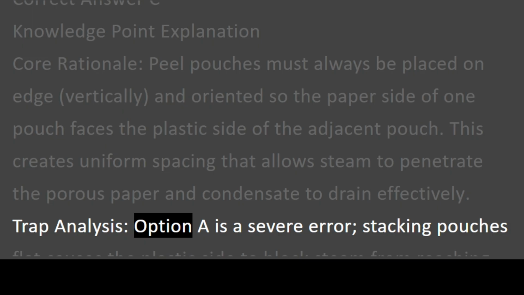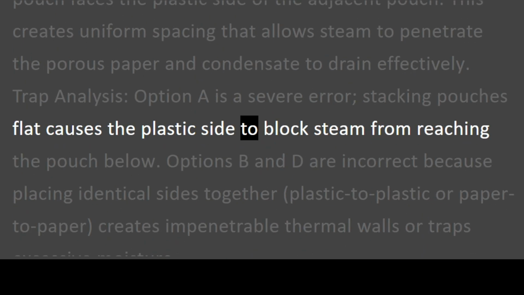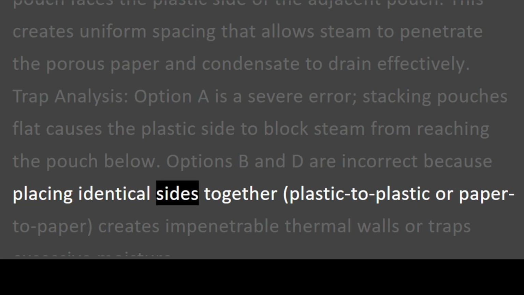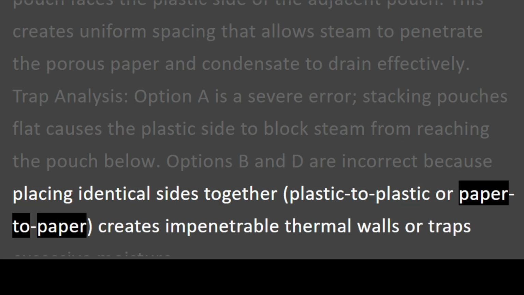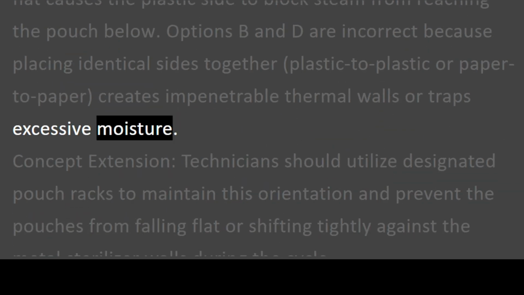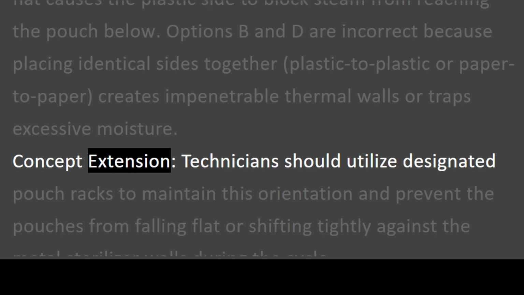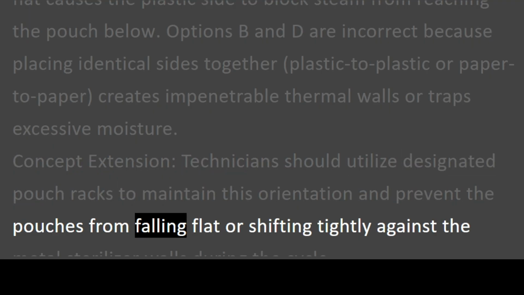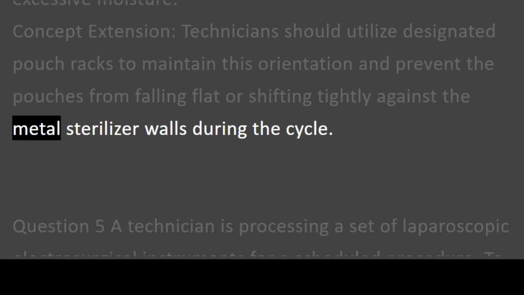Trap analysis. Option A is a severe error. Stacking pouches flat causes the plastic side to block steam from reaching the pouch below. Options B and D are incorrect because placing identical sides together, plastic to plastic or paper to paper, creates impenetrable thermal walls or traps excessive moisture. Concept extension. Technicians should utilize designated pouch racks to maintain this orientation and prevent the pouches from falling flat or shifting tightly against the metal sterilizer walls during the cycle.